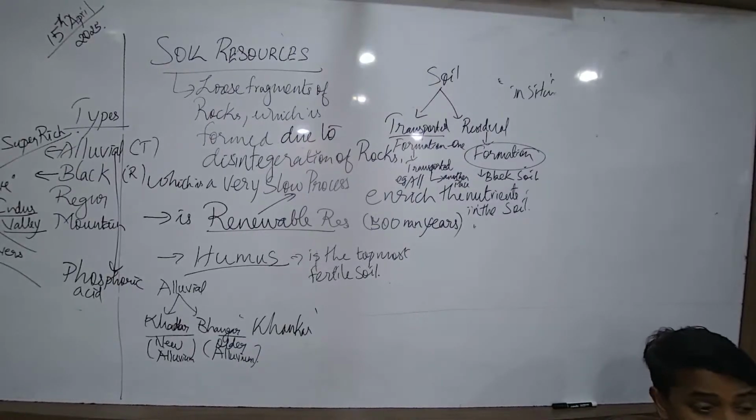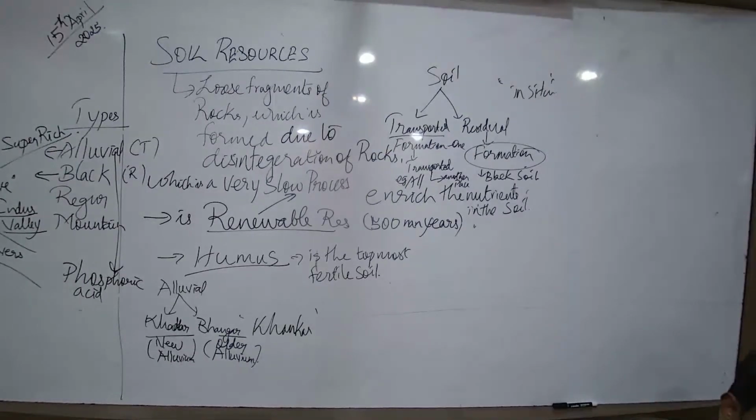What did I explain there? Season, advancing season I explained. Retreating, summer and winter. After that, distribution of rainfall, then factors affecting climate.